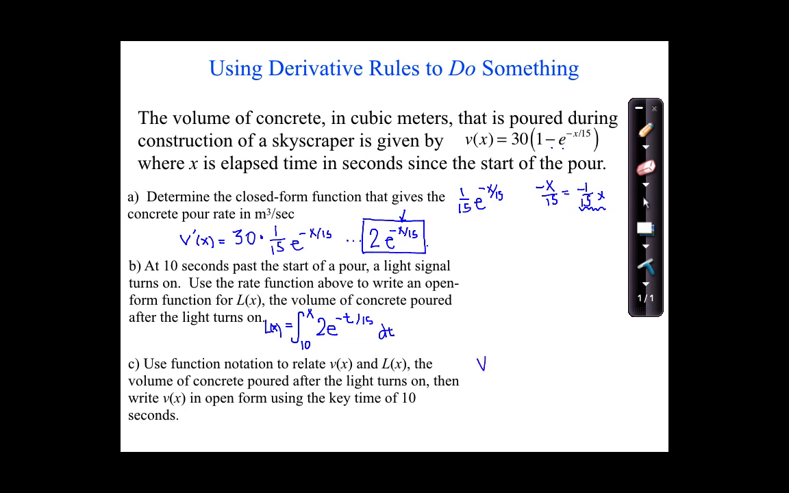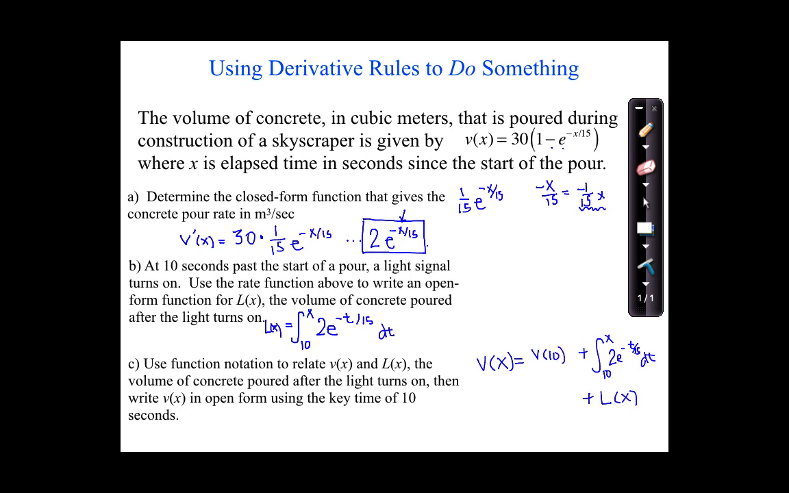So V of x is larger. It's everything that happens after 10, what we just had, L of x, the integral of 2e to the negative t over 15 dt, plus what happened before 10. And I know what happened before 10. I can write it succinctly. I don't have to write it in open form. How much different are these? This is L of x, the stuff that happens after time 10. What happened up to time 10? V of 10, which I could write like that, kind of a vague way to write it.